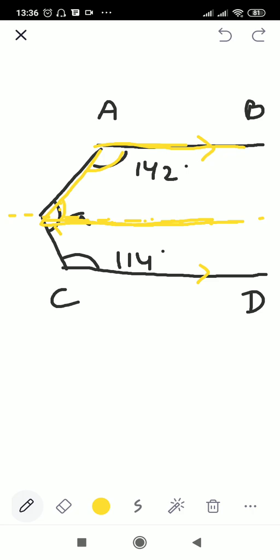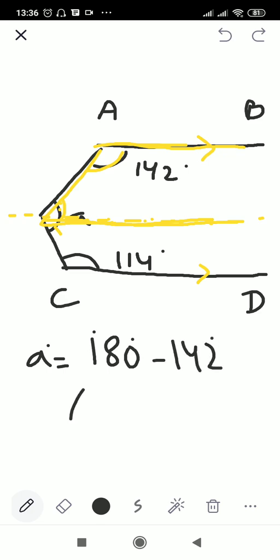And the sum of interior angles is equal to 180 degrees. So we can subtract 142 from 180, so we will get the answer for angle A. Angle A is equal to half of that angle. The whole angle will not come, now our half part will come. 180 minus 142, and the reason is the sum of interior angles is equal to 180.